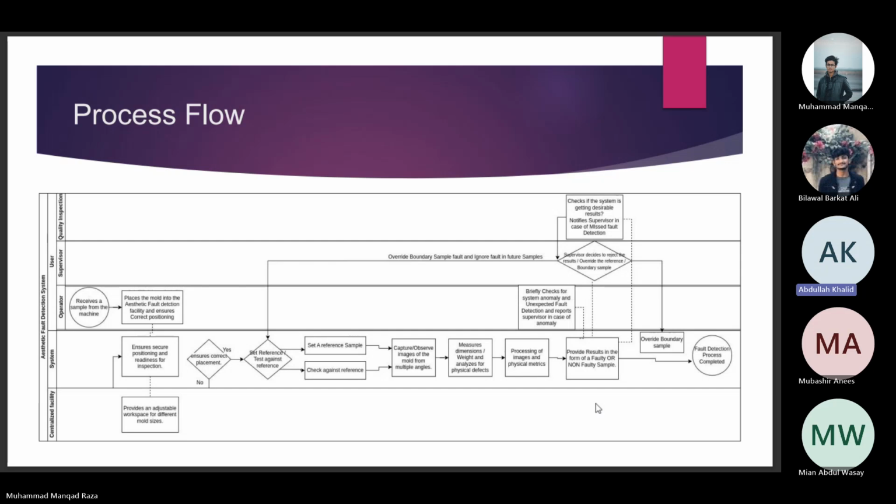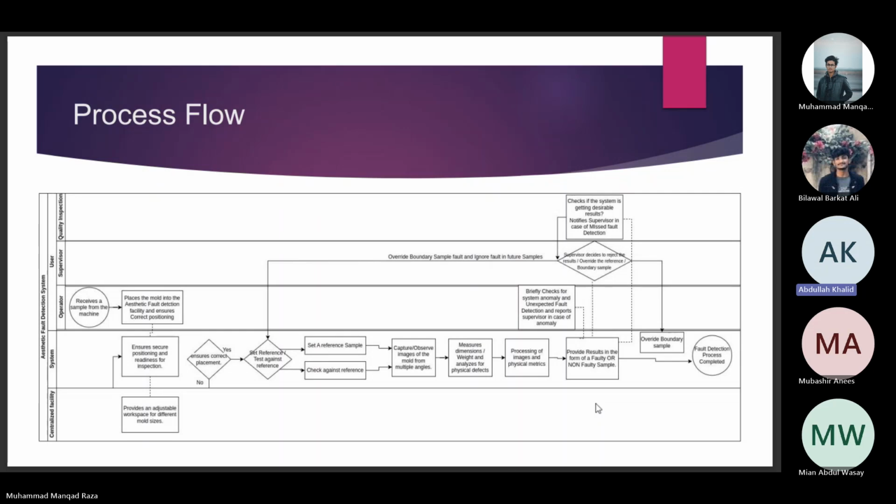Either it will be used as a reference, or it will be used as a boundary sample. For that, the system needs to know, given an input, whether we are making it a boundary sample or any other sample, or overriding an existing sample. In the case of overriding, it would require special privilege from the supervisor.